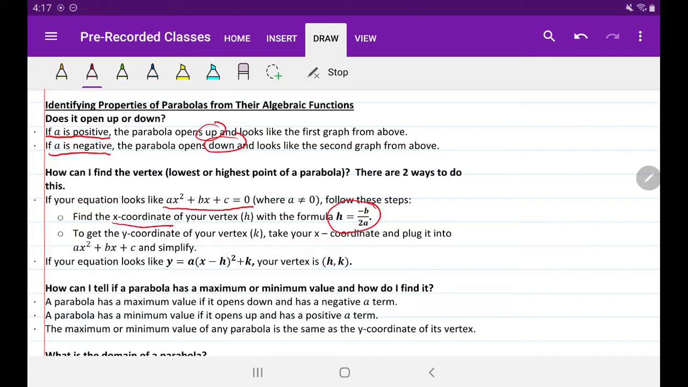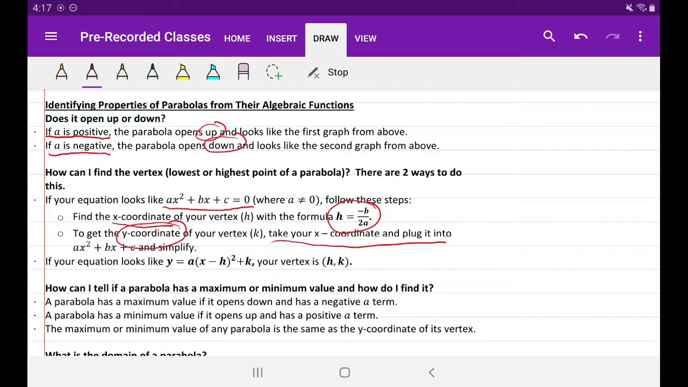And then what you would do is you would take your x-coordinate and plug it into the equation, and that will give you your y-coordinate, okay? So we almost always have to find our x-coordinate first, and then we plug that in, and then that gives us our y-coordinate.